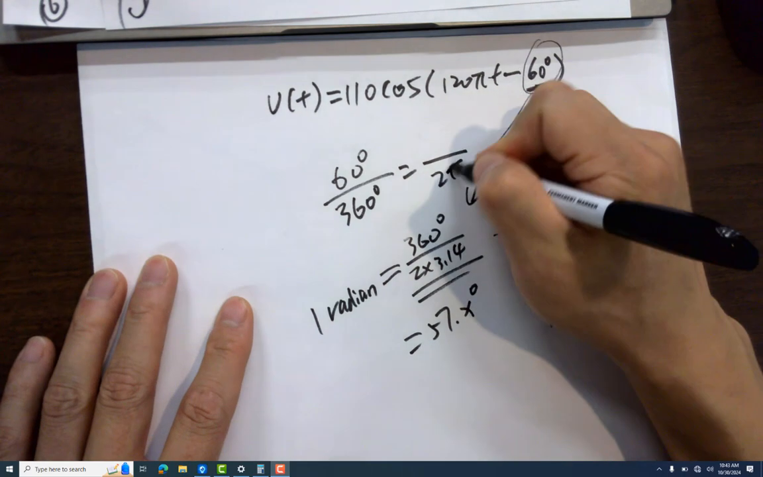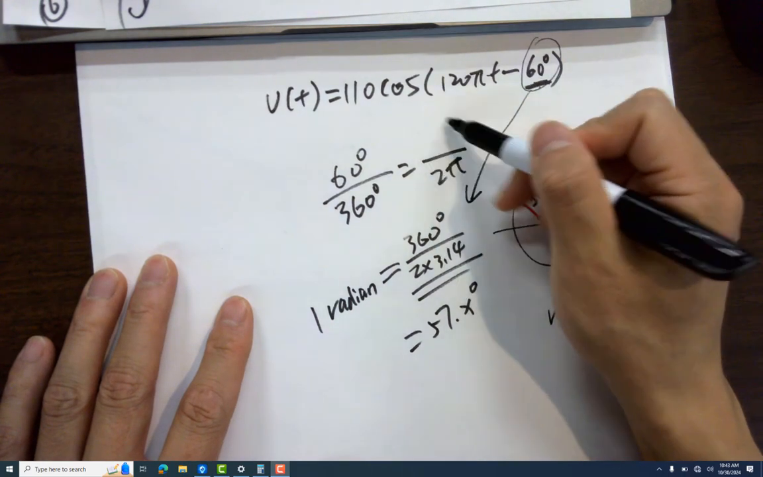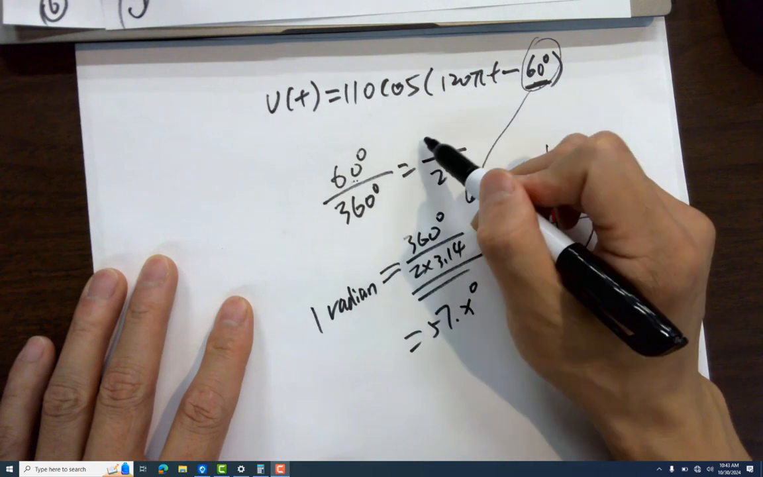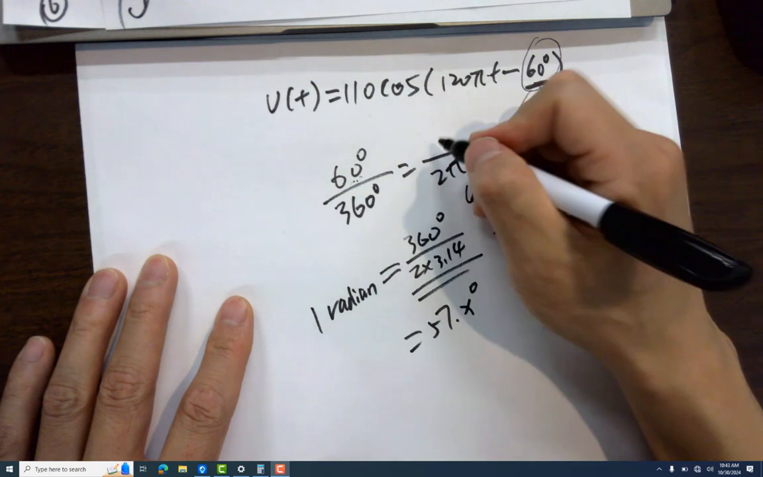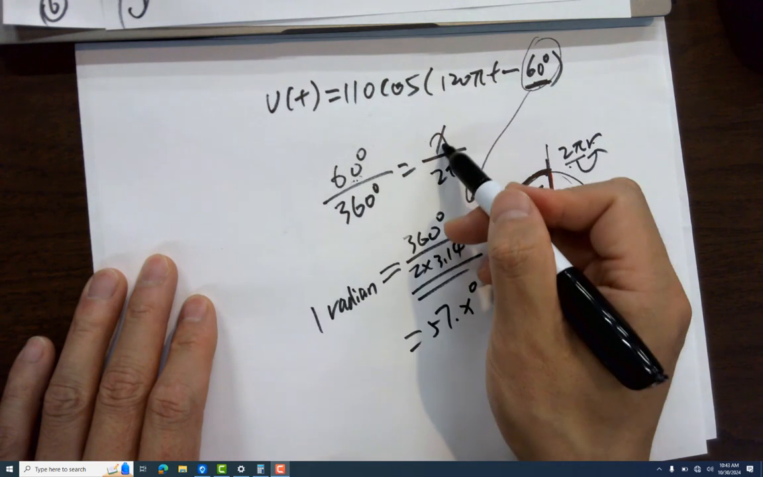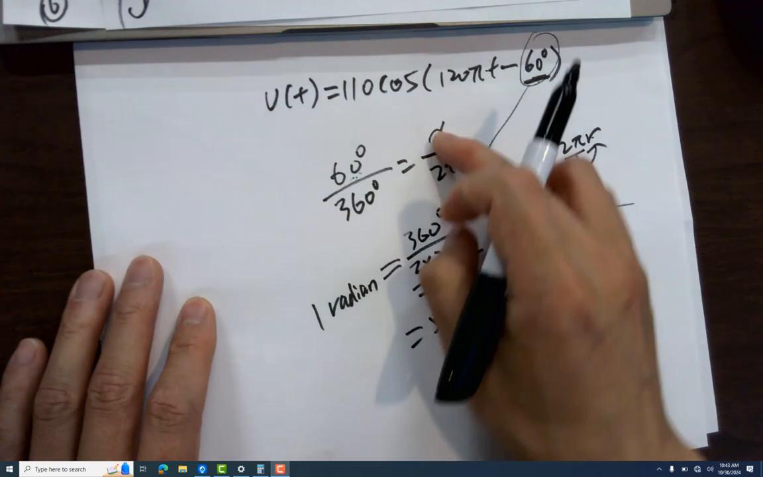So what's the radian here for that angle? How many radians for 60 degrees? I just assume an x, or you can calculate x, right? You can convert back and forth.